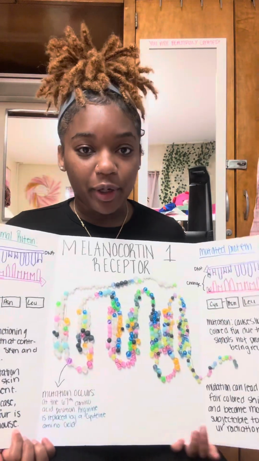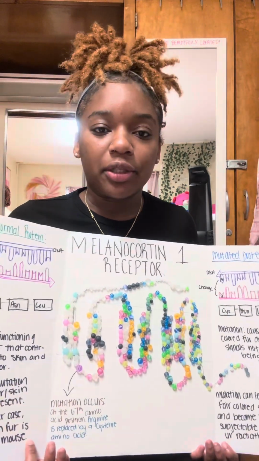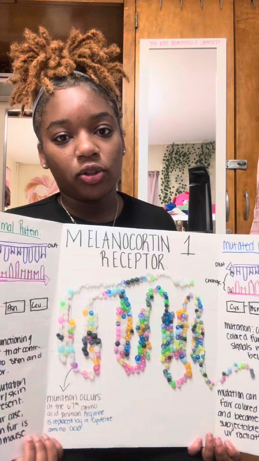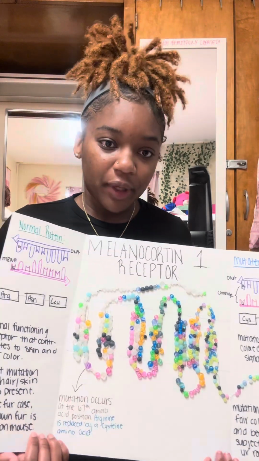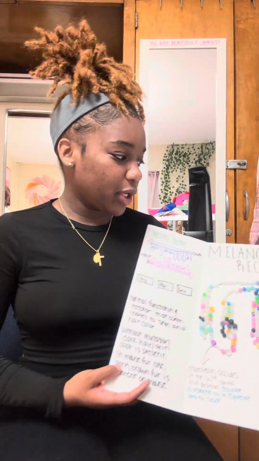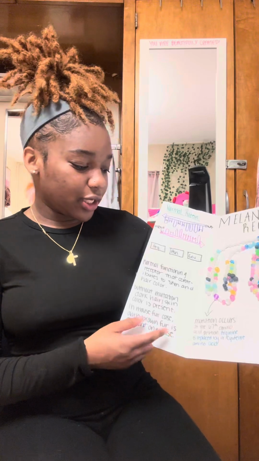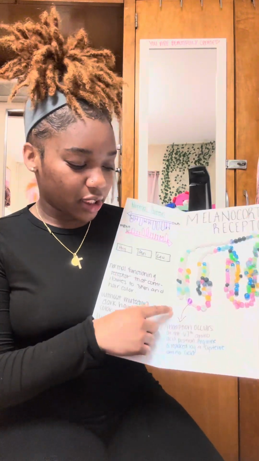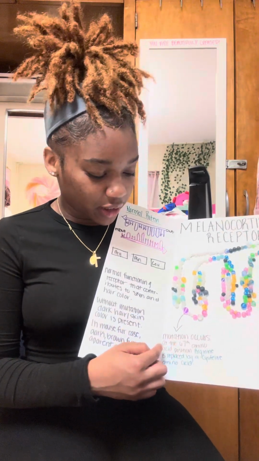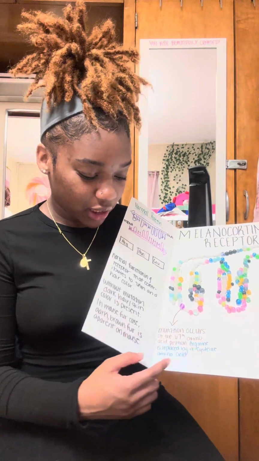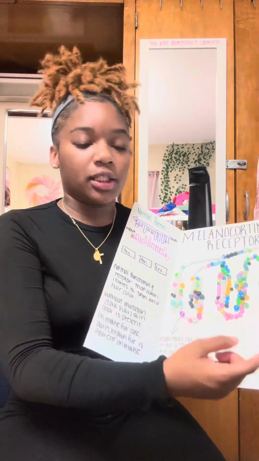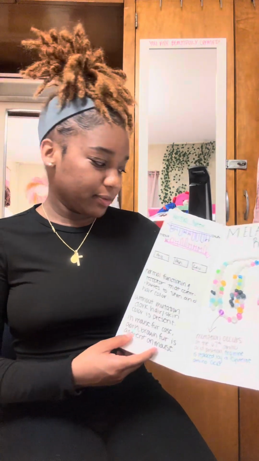My name is Jade Hayward, and for my protein project, I did the melanocortin-1 receptor, also known as MC1R. In this protein, the mutation that occurs is at the 67th amino acid. Arginine is replaced by cysteine, which causes a mutation that results in lighter skin.